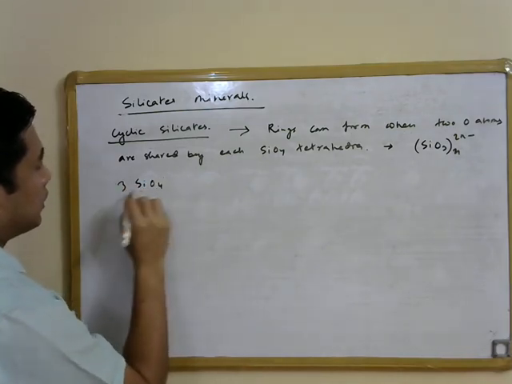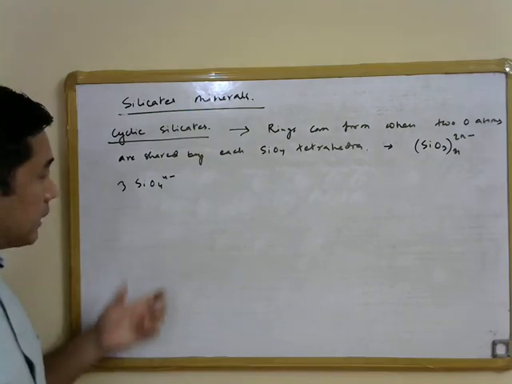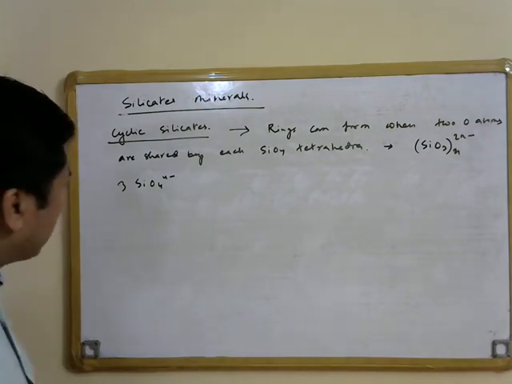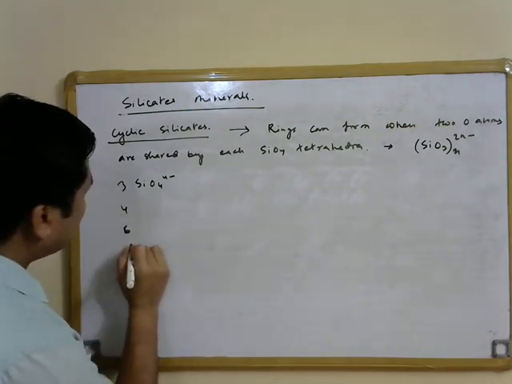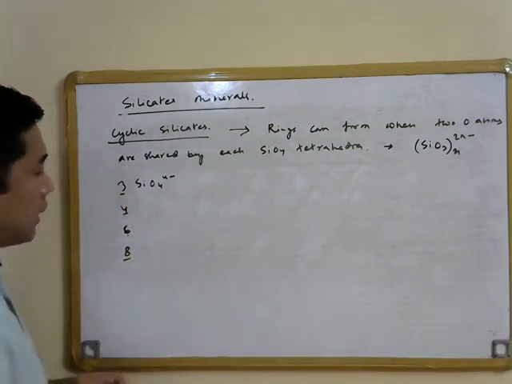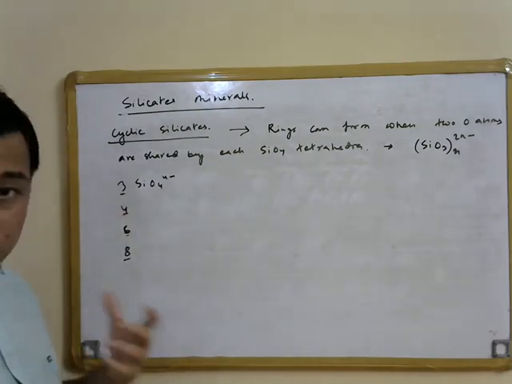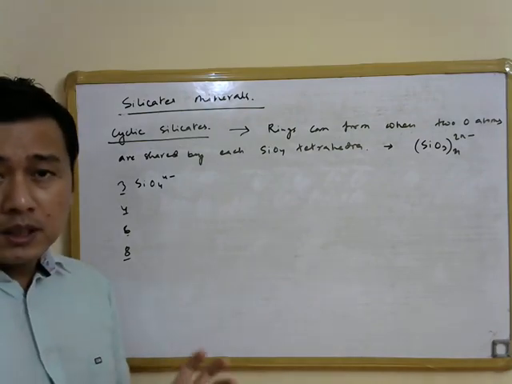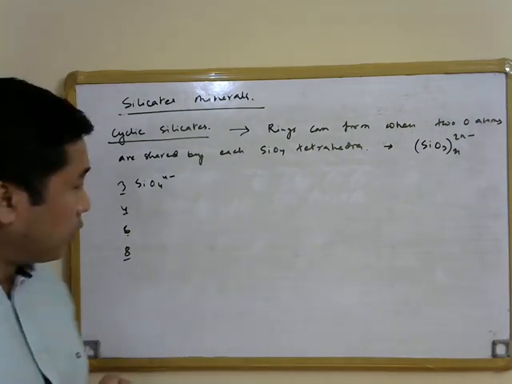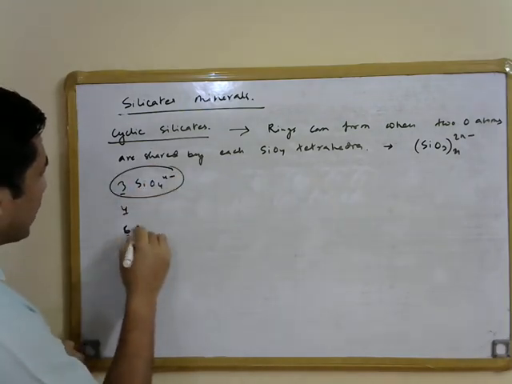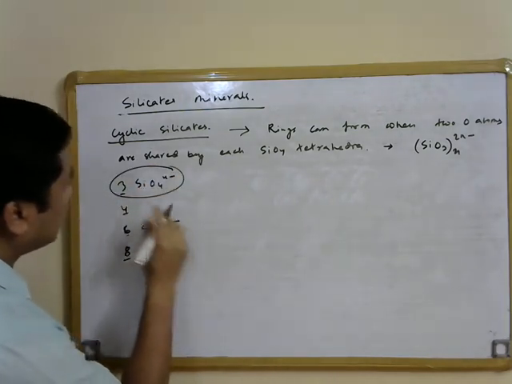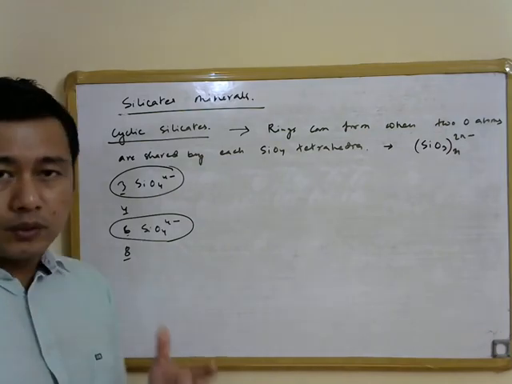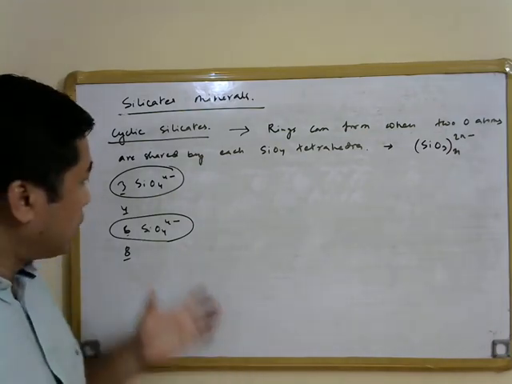This is the generic formula of cyclic silicates, and we have cyclic silicates where 3 SiO4 units are condensed together by sharing of two oxygen atoms per SiO4 unit, as well as 4, 6, and 8 units. So by condensation of 3, 4, 6, as well as 8 SiO4 units, cyclic silicate structures are known, but the most common ones are where there are 3 SiO4 units, as well as where there are 6 SiO4 units. These two types of cyclic silicates are most abundant.